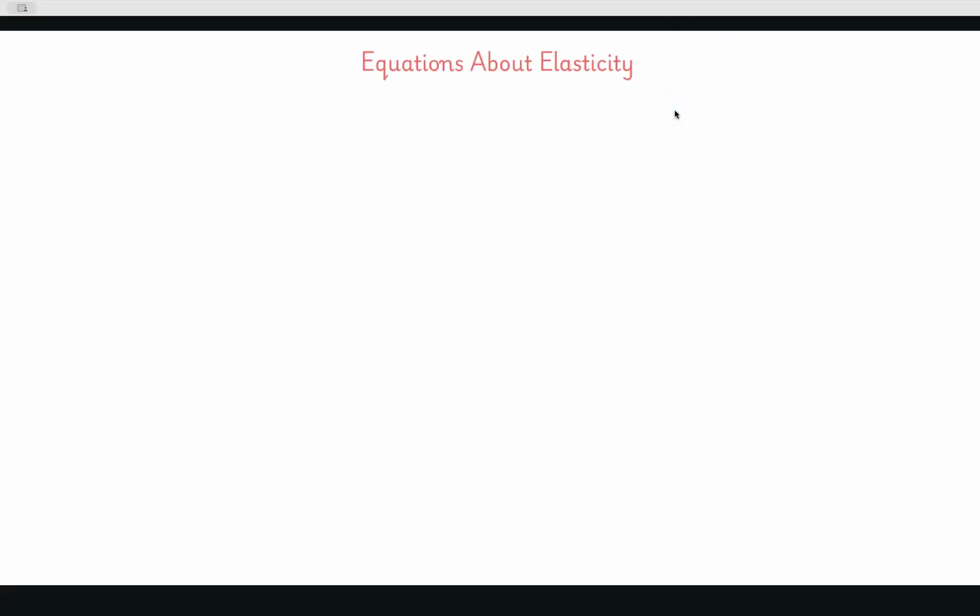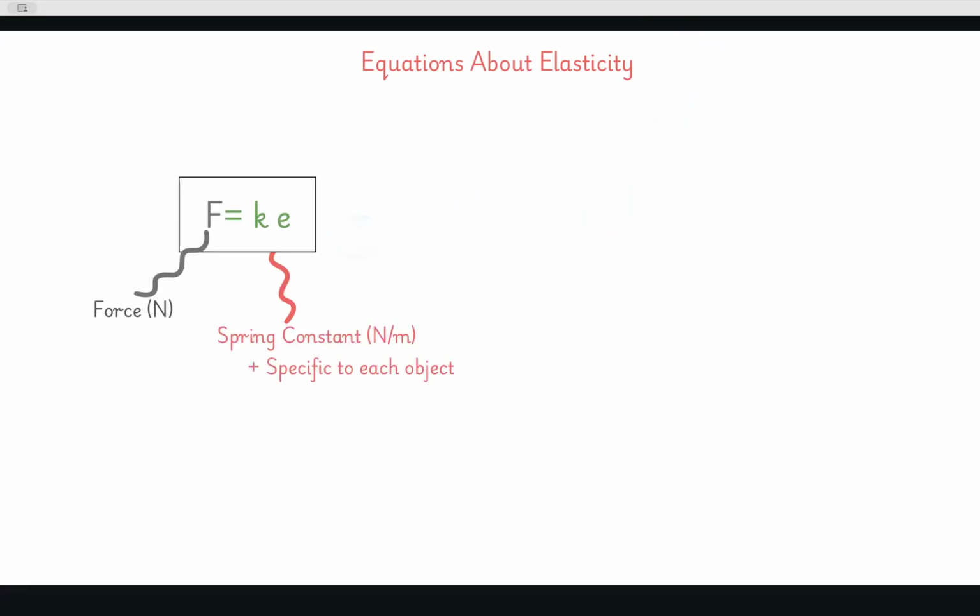Okay, so this lesson is all going to be looking at elastic potential energy. Now, there's two equations which we're going to start off with. The first one is F equals KE. And so here, the force is in newtons, the force of the spring, for example. The K is the spring constant in newtons per meter, and then the E is the extension.